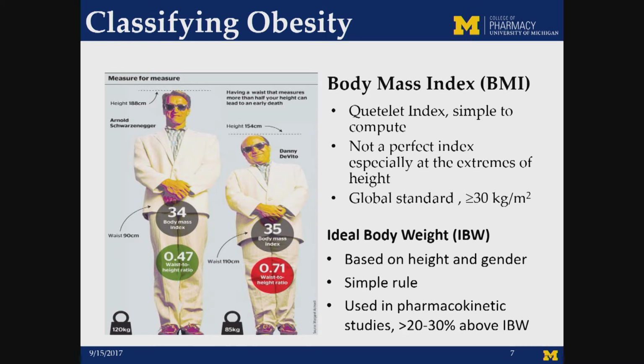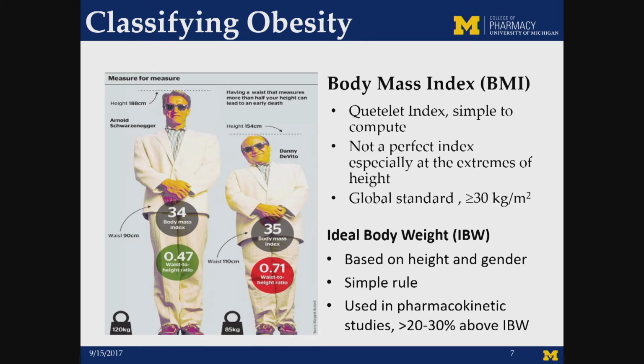Now when you think about body mass index, it's clearly not a perfect index because it doesn't represent the true body weight composition when you're thinking of extremes of individuals in height. And so here's a graphical representation of two individuals from the movie Twins, demonstrating Arnold Schwarzenegger with a body mass index of 34 kilogram per meter squared and Danny DeVito with a 35 kilogram per meter squared, who clearly have very, very different body composition but have very similar BMIs.